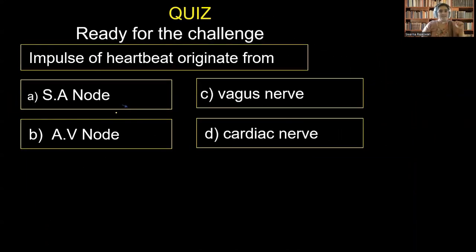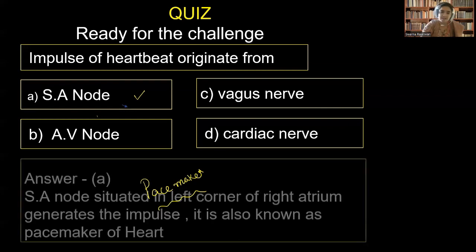There is another question which was given in previous years. The impulse of the heartbeat originates from? We know it is the SA node. Why? Because the SA node is called the pacemaker of our heart. The SA node is called the pacemaker of our heart, and the AV node is called the pace setter of our heart.